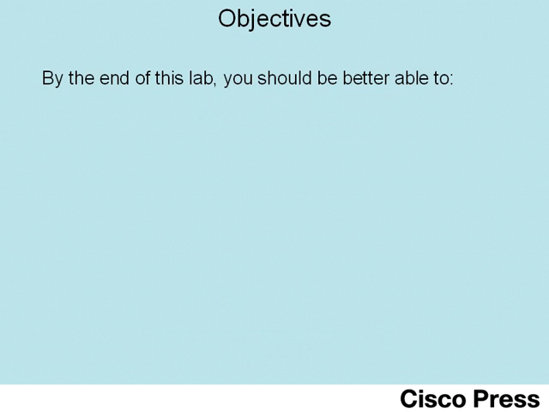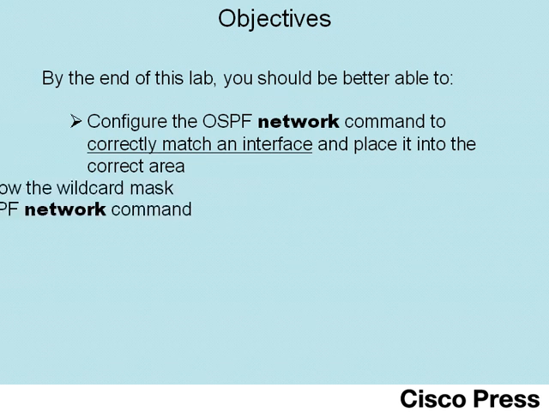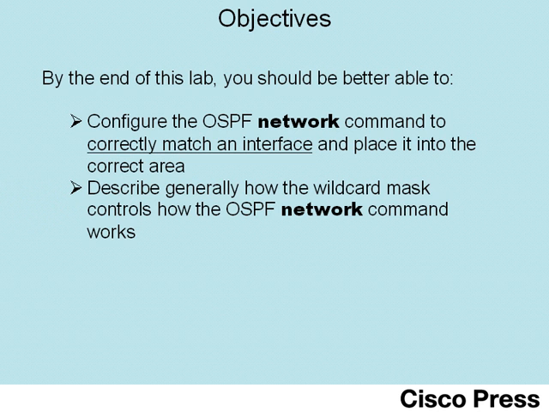This lab has 5 main objectives. The first objective shows you how to configure the OSPF network command to correctly match interfaces and put those interfaces in a particular area. Now to do that, the network command will use a wildcard mask concept, very much like access lists, to match particular interfaces.